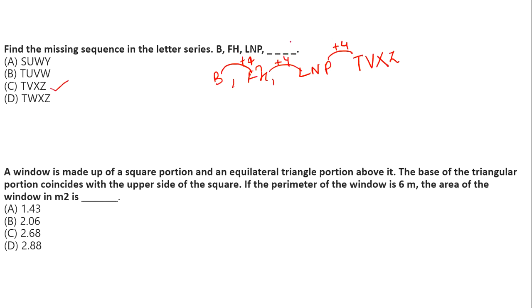I hope you understood the question. Let's see the next question. A window is made up of a square portion and an equilateral triangle portion above it. The base of the triangular portion coincides with the upper side of the square. If the perimeter of the window is 6 meter, the area of the window in meter square is. So this is what your window looks like. It is given that the window is made up of a square and an equilateral triangle. Also, the base of the triangular portion coincides with the upper side of the square. It is going to be something like this.